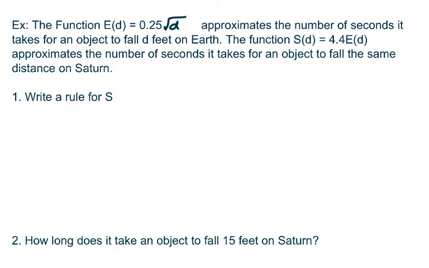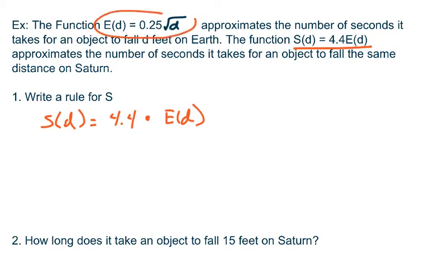Well, the setup tells us that s of d is equal to 4.4 times e of d. Well, what is e of d? E of d is told to us right there. So we can put this right there. So we'll make this 4.4 times, and we'll just do this in parentheses, 0.25 times the square root of d.